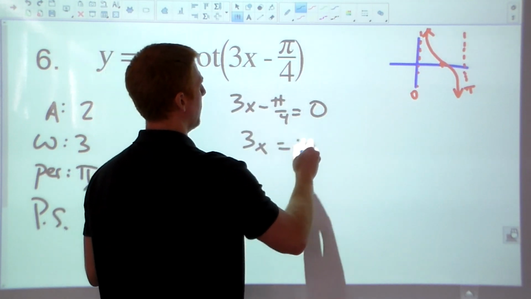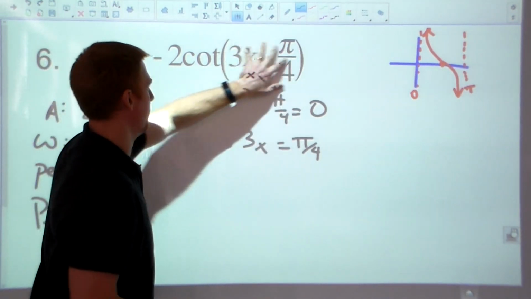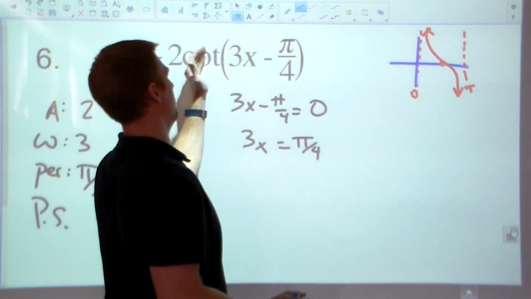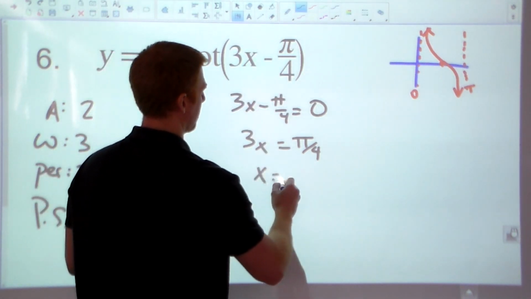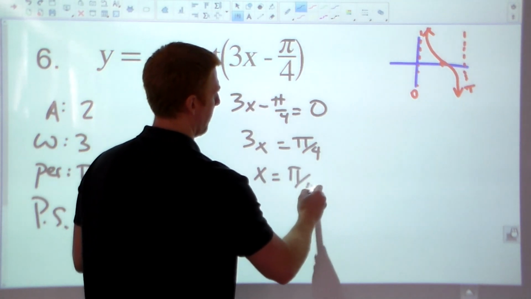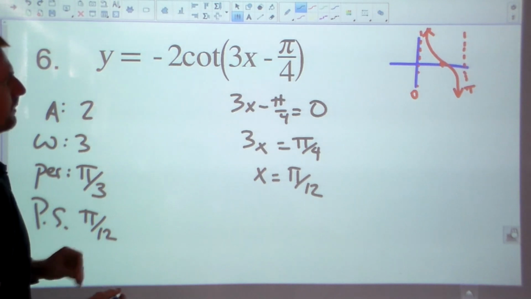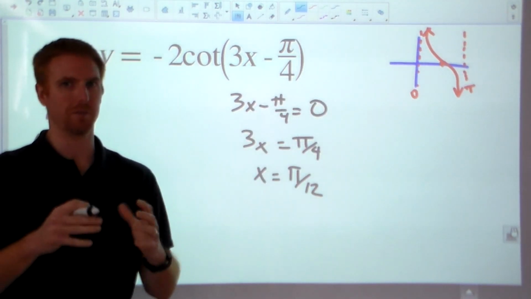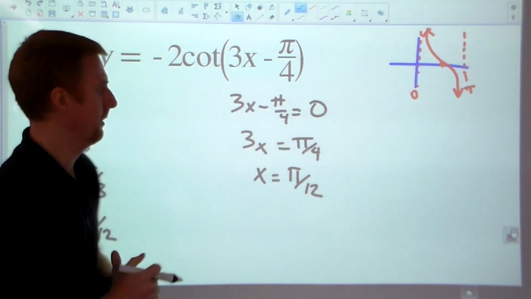So I want to see, what do I have to plug in here for this whole value to be the same as where it would normally start at cotangent of 0. So 3x equals pi/4, that means x is going to equal pi/12, and I divide by 3. So that is my phase shift. So this thing will scoot over pi/12. That's another reason I picked this example, because the phase shift is kind of weird. You've got to really be careful labeling the axis here.